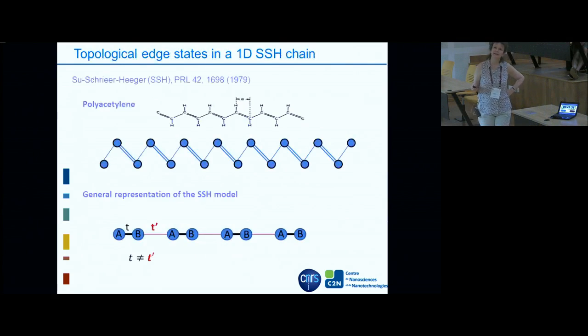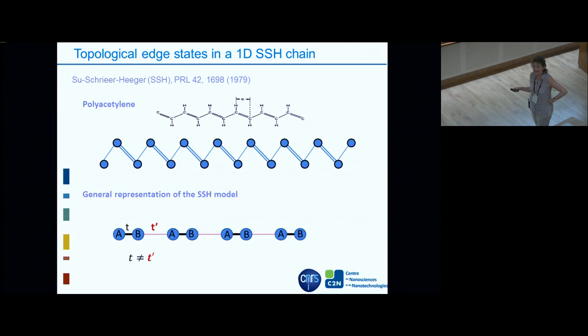So this SSH model comes from Su, Schrieffer, Heeger, a very old paper from 79, whose goal was to describe the electronic properties of polyacetylene. And so in a tight binding approach, polyacetylene can be described by a chain of sites where the coupling between adjacent sites has some periodicity. So you have a strong link, weak link, strong link, weak link. So this corresponds to this double bonding that you have here.